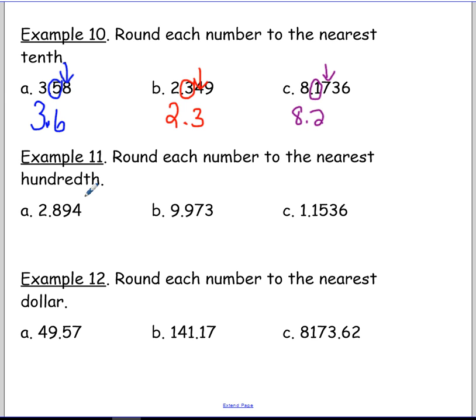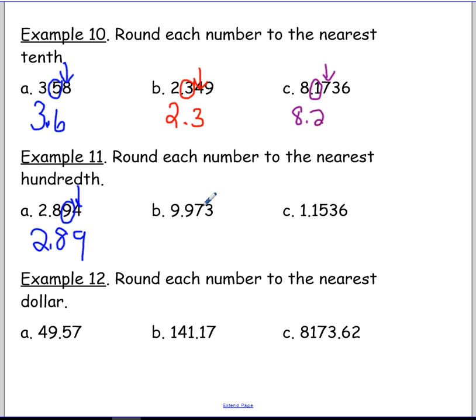Next, we have rounding to the nearest hundredth. So we'll have 2 spaces in our answer because 10th spot, 100th spot. We're rounding to the 100th, so we're going to look at the 9. And the 4 tells us to keep the 9 the same, so everything in front of it, we drop down. The 9 stays the same, and the 4 we're done with.